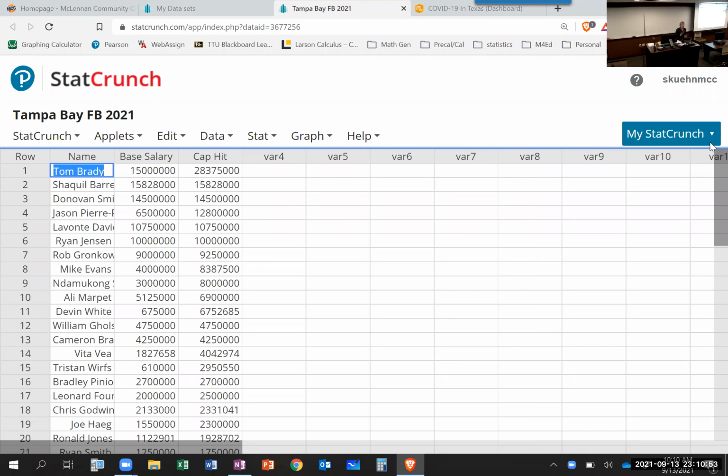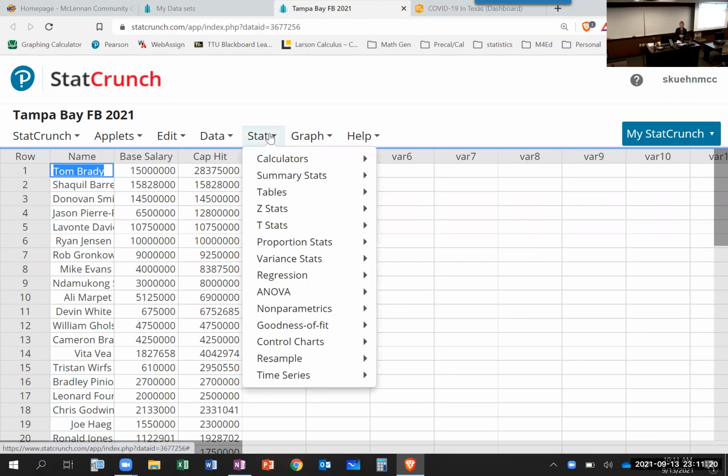All right, now if I wanted to find out what the average salary was for this roster from 2021, what would I do again? Add all their salaries together and divide by the total number of players, right? All right, so it's a pretty long list. I don't really want to do that. Instead, I'm going to calculate this from StatCrunch.